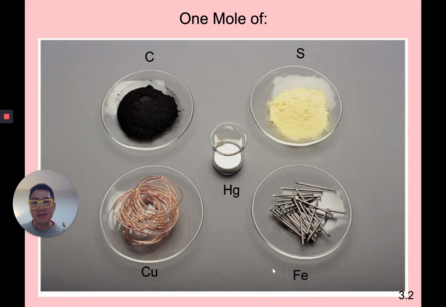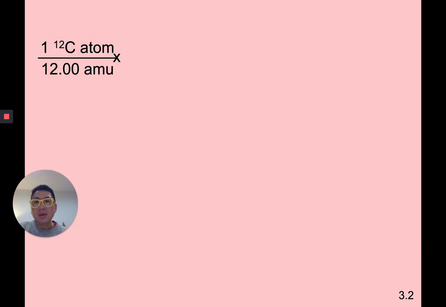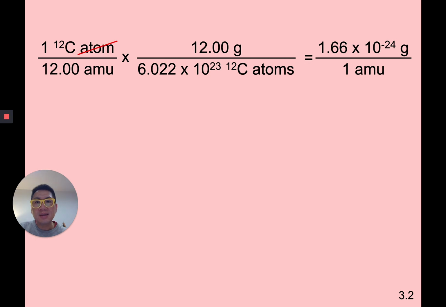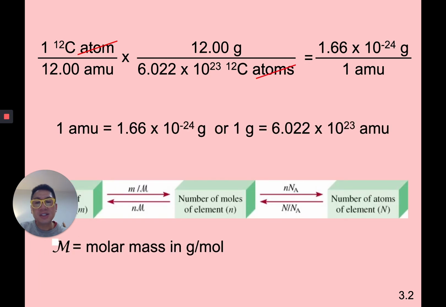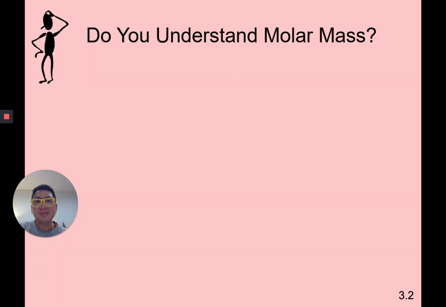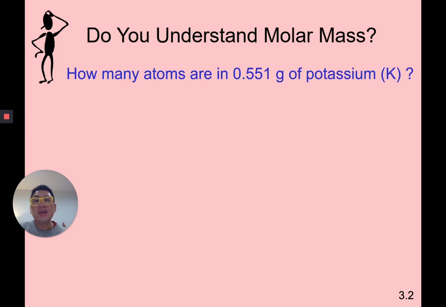So, oops, I passed it. This is 1 mole of carbon. There are 6.022 times 10 to the 23rd atoms in here. And on a periodic table, this would weigh 12.01 grams. Okay. I'm going to skip this one for right now. So, do we understand molar mass? If we do, we can answer this kind of question.